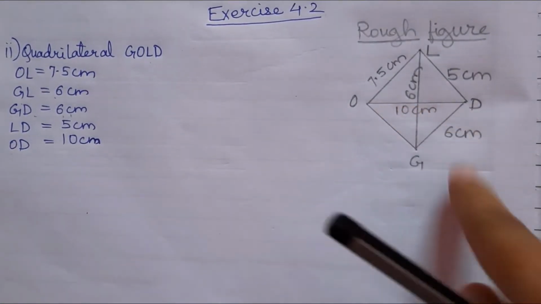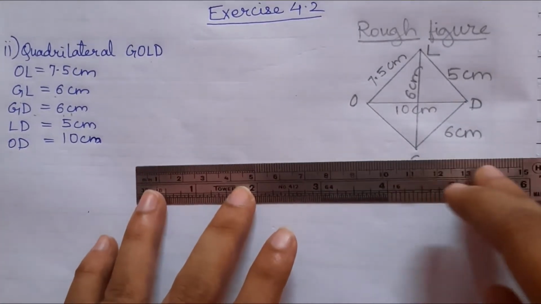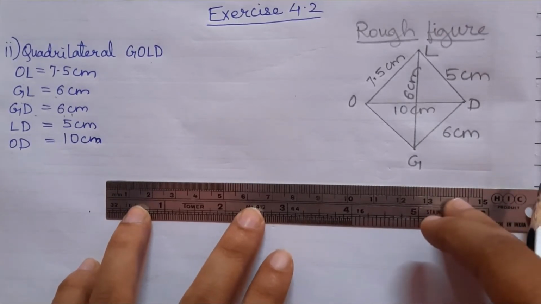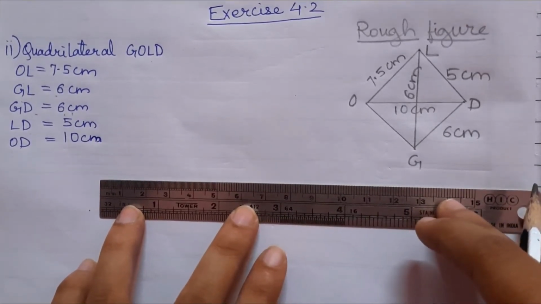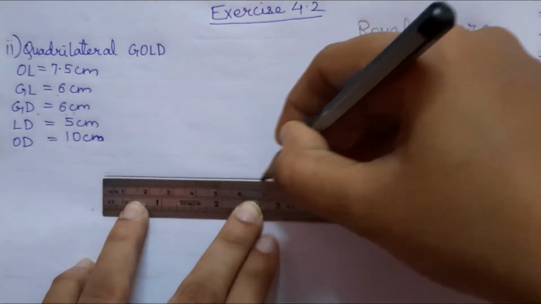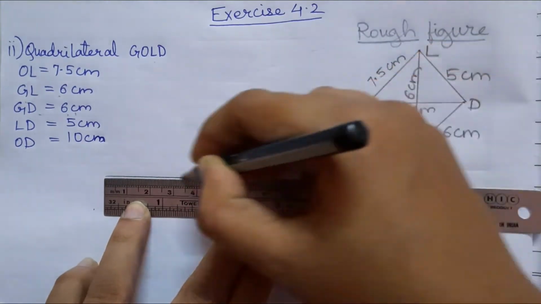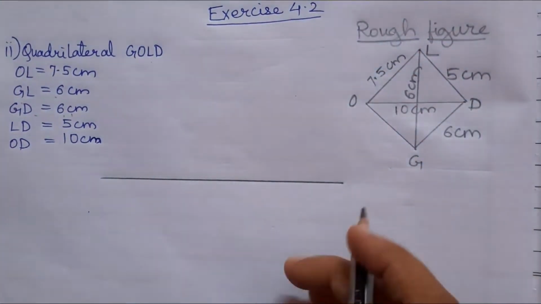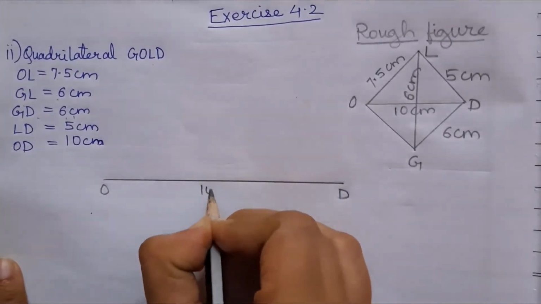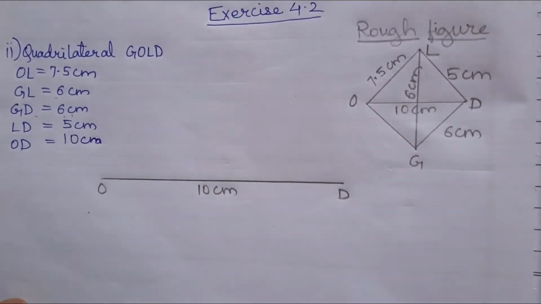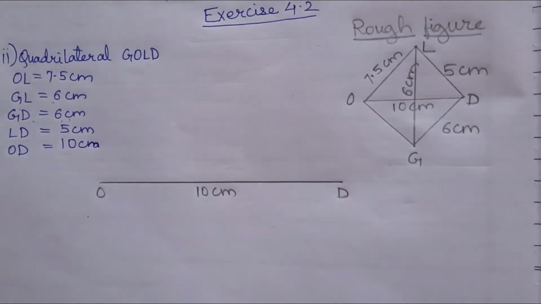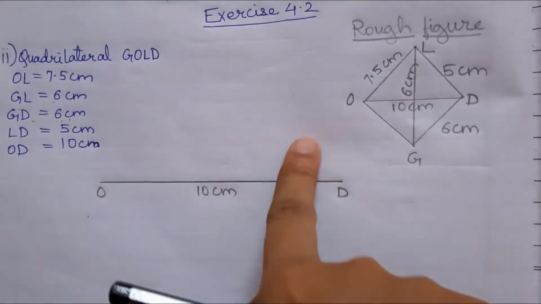So we always start the construction with the diagonal. So we will construct the first diagonal. That is 10 centimeter long. So we will take it here. So OD is 10 centimeter. Okay, we have constructed the first diagonal OD, which is 10 centimeter. Now we will construct the upper half.